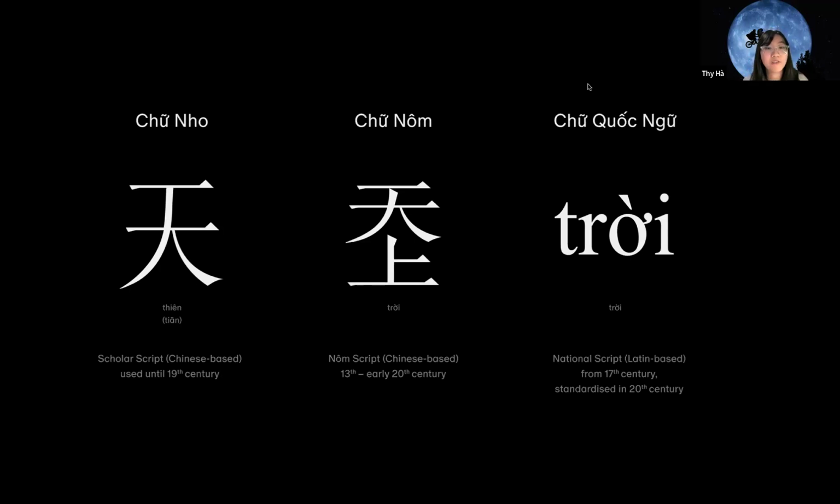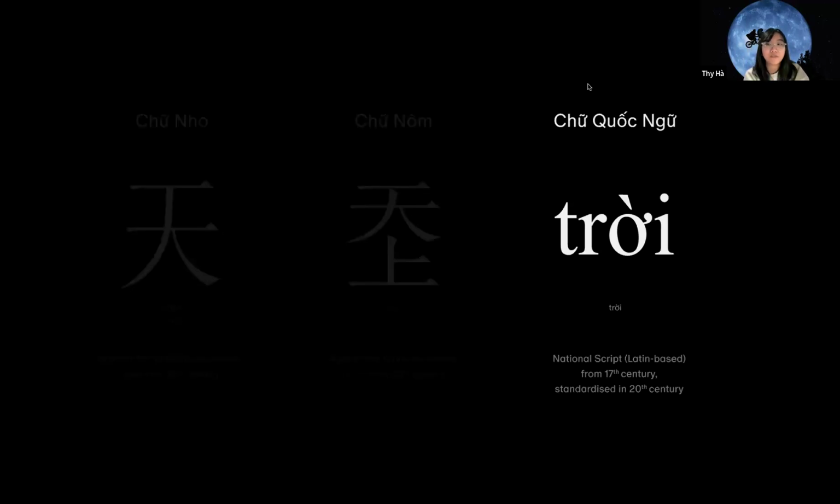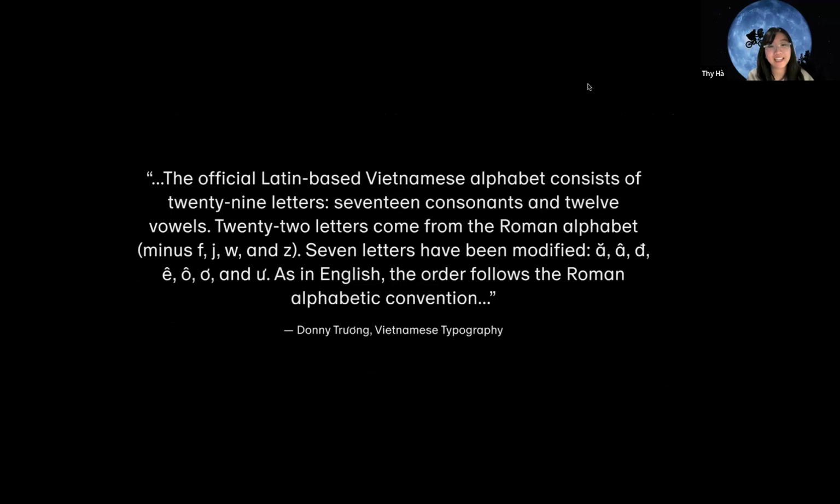Today, we'll just focus on the last one, which is our official writing system that we use until now. I would love to put this because I think it's easier to understand, but if you want to know more about the history of Vietnamese typography, you can come to this website created by Donnie Jung and his research on Vietnamese typography. Our current Vietnamese writing system is Latin based and consists of 29 letters, with 17 consonants and 12 vowels. And 22 letters are from the Roman alphabet that you can see in the current English alphabet as well, minus the F, J, W, and Z.